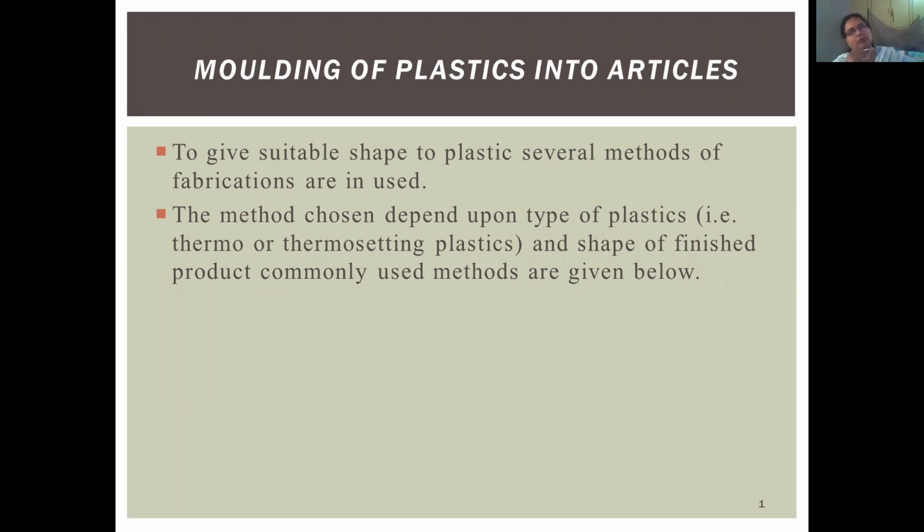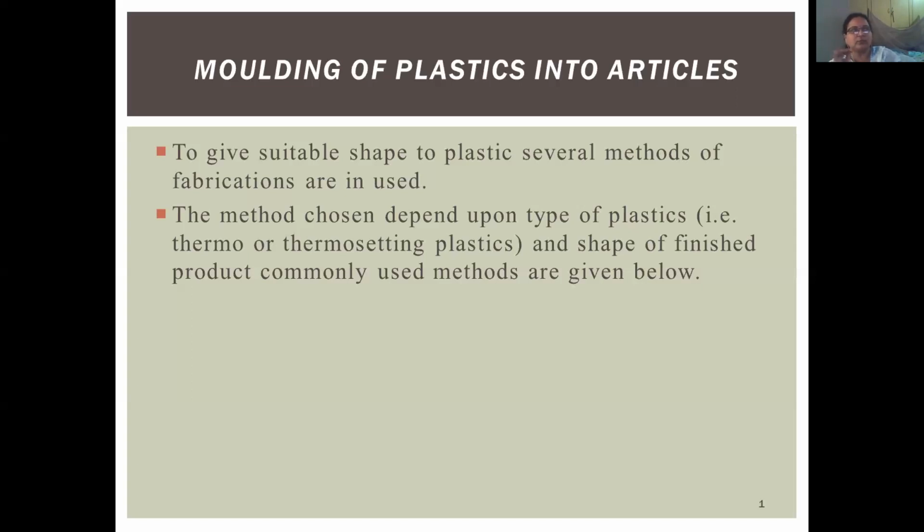Molding or fabrication of plastics is done because we need articles, right? Molding of plastic into articles is nothing but called fabrication. Fabrication is nothing but manufacturing of plastic material, or getting the plastic article out of the raw material. To give a suitable shape to the plastic, several methods of fabrication are used.